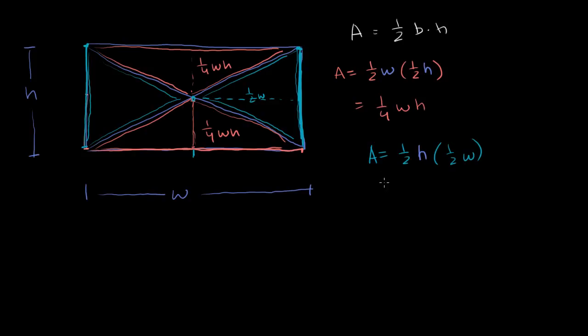But if you do the math here, the area is equal to 1/2 times 1/2, which is 1/4, height times width. Or you could just write that as 1/4 width times height, which is the exact same area. So the area here is 1/4 width times height, which is the exact same area as each of these orange triangles. And it makes sense because each of them is exactly 1/4 the area of the rectangle.